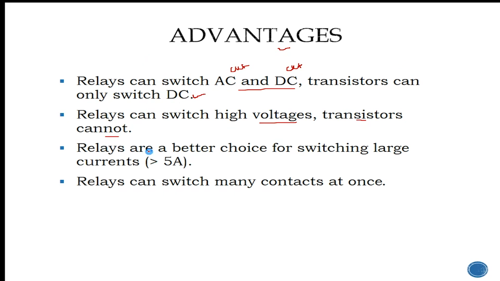Relays are better choice for switching large currents. Relays can switch many contacts at once. For example, we have seen double pole, double throw. Here we can control 4 circuits and we can increase the number of contacts in relay.